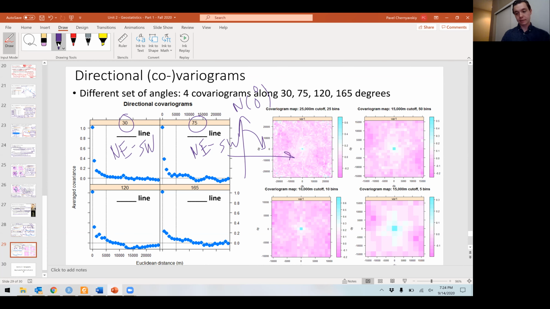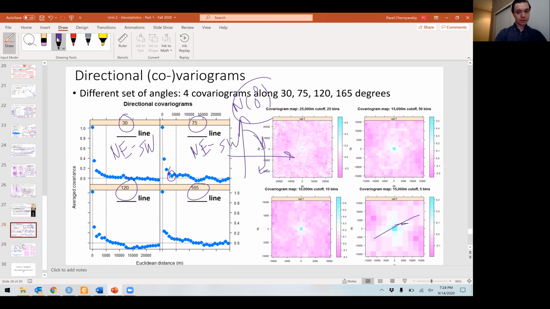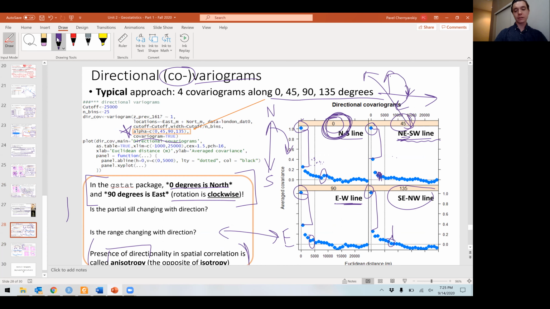All of this said, I think that there is mild evidence of anisotropy with the London asthma data. I think that the north-south line, whether I look at this covariogram map, and of course it's symmetric around dy equals 0, the north-south line is different than all other directions. And that is best picked up by this directional covariogram.